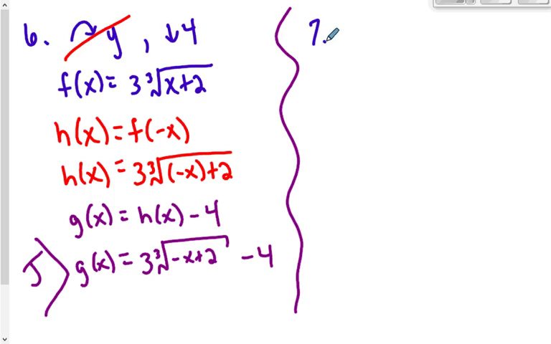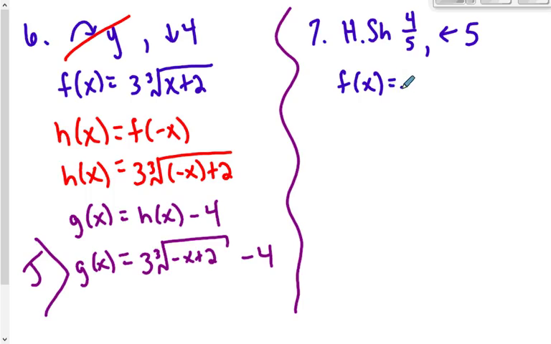Number 7. Let g be a horizontal shrink by a factor of 4/5, followed by a translation 5 units left of the graph of f of x equals the square root of 20x. If you got this wrong, I can almost guarantee you I can show you exactly where you went wrong. So first, horizontal shrink 4/5. Is that going to be inside or outside? Do you flip or not flip? You flip. Anything on the inside, you have to flip.